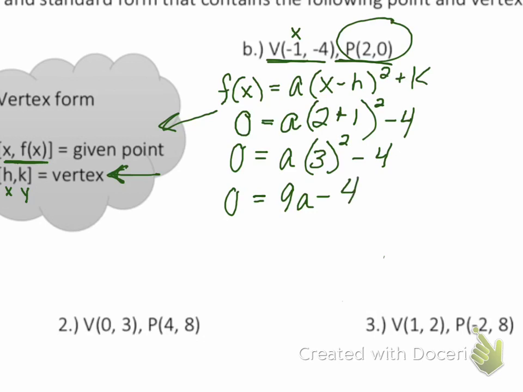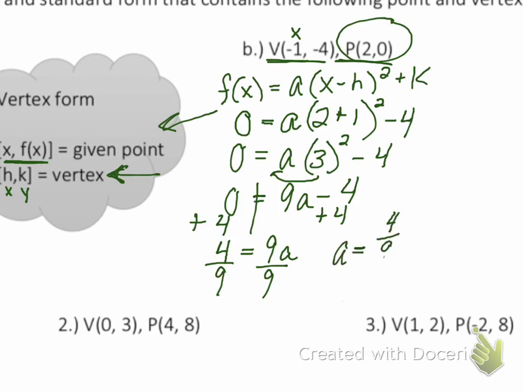And if you're wondering how this came to the front, it's because it's multiplying. So 3 squared is 9, it's just 9a. Then I'll add 4 to both sides. I get 4 equals 9a. Then I'll divide both sides by 9.